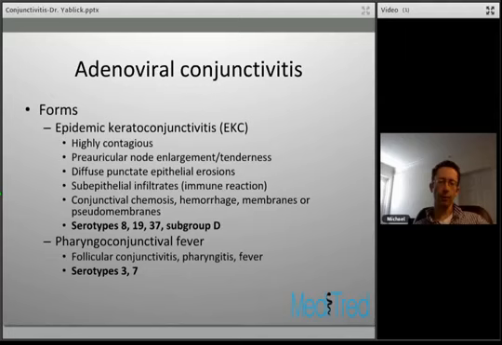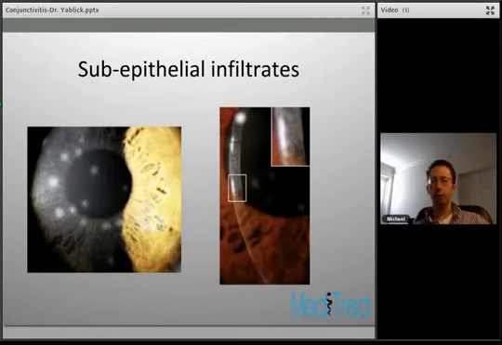This is a picture of the subepithelial infiltrates typical of EKC. You can see that there are numerous round white lesions throughout the cornea, and they're scattered diffusely throughout the cornea. On slit beam to the right here, you can see that they have this subepithelial location, and so you can see that they are collections of white cells right underneath the epithelium.